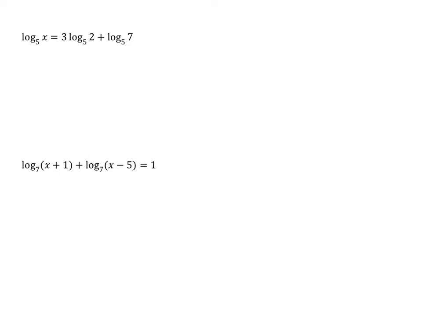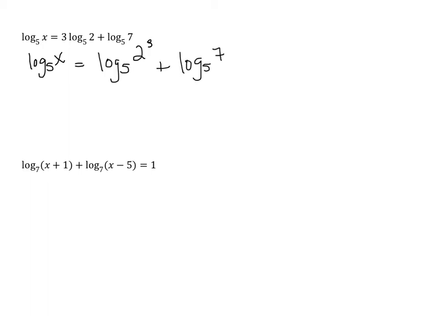We can use the same technique to solve. So I've got log base 5 of x, and I'm going to take this whole right-hand side and simplify it so that I have it written as simply one logarithm. So that's equal to log base 5 of 2 cubed, right? I took that 3 and moved it to the exponent, plus log base 5 of 7.